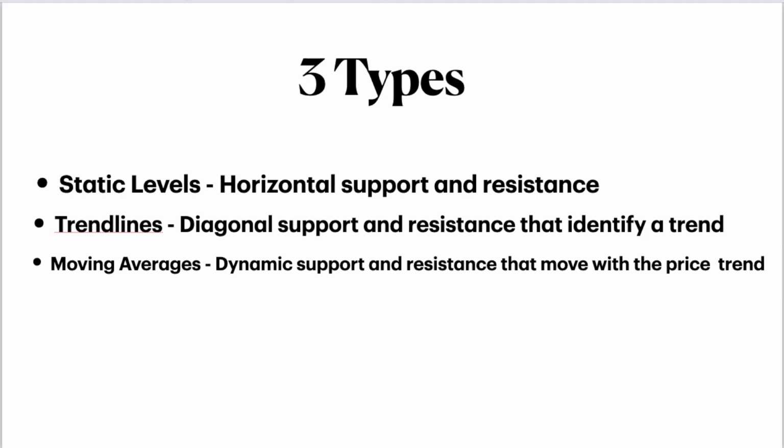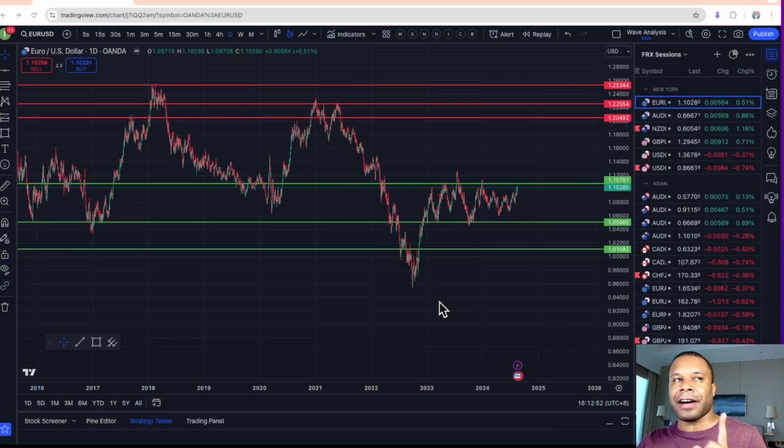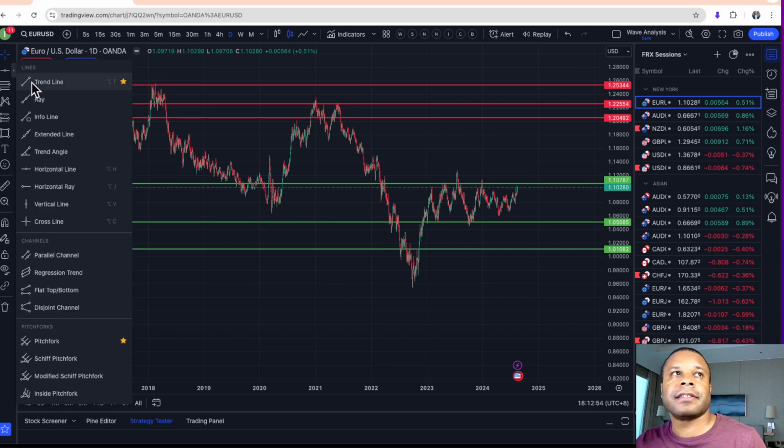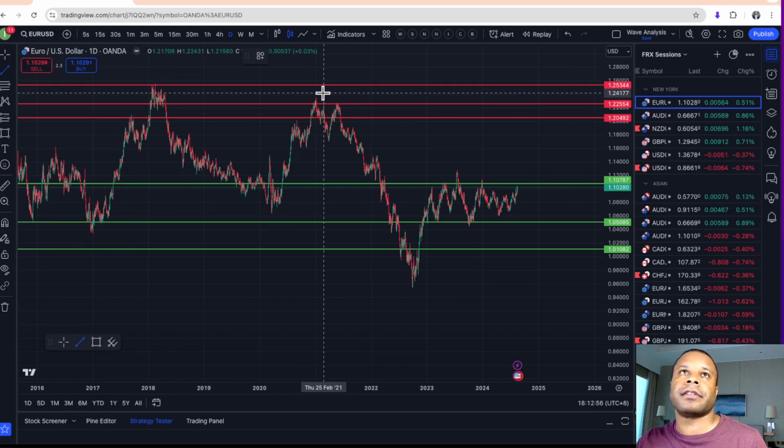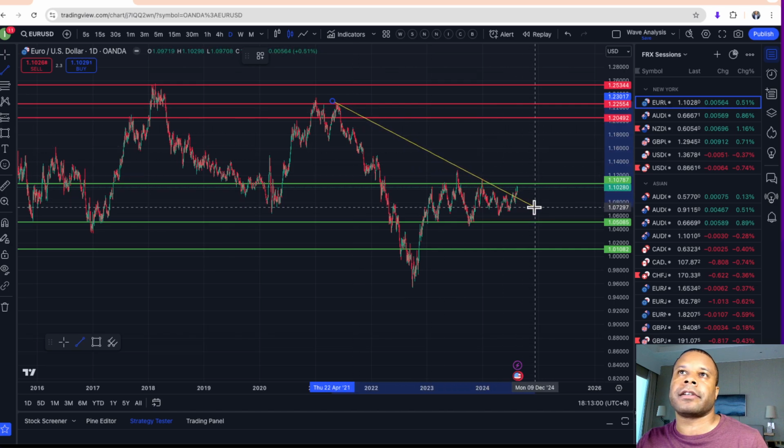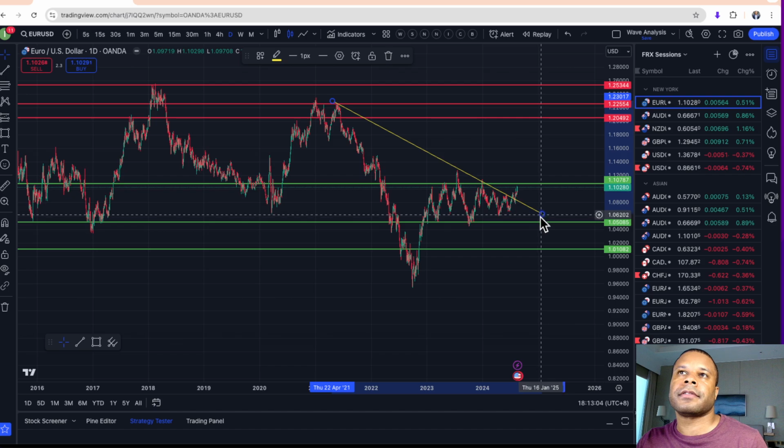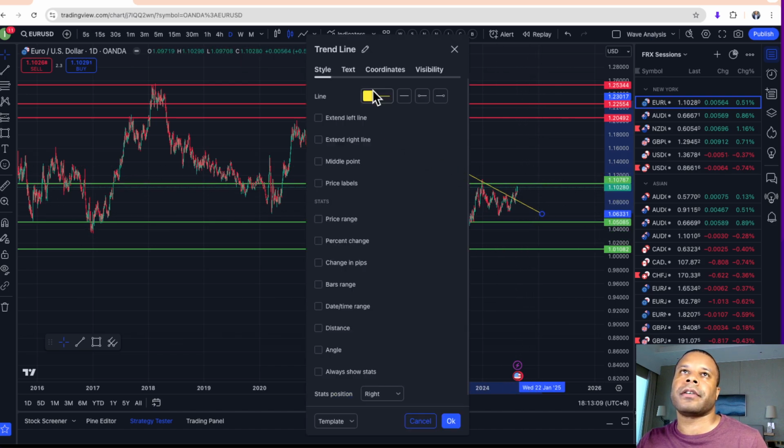But what they are, they're just diagonal support and resistance. That might be out there for some people, but check this out. They are diagonal support and resistance. Look, what this is. This would be right here considered a trend. Okay. Now, what did I just do here?